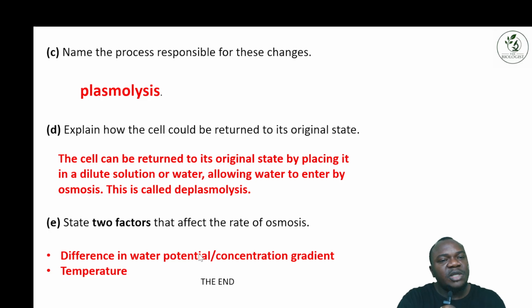Differences in water potential, concentration gradients, and temperature tend to affect the rate of osmosis. If you understand all these questions and you're able to answer them properly, trust me, there's no question that comes from cell and its environment that you won't be able to answer.